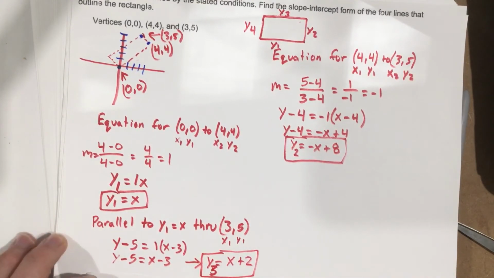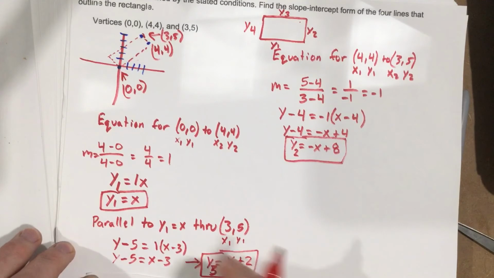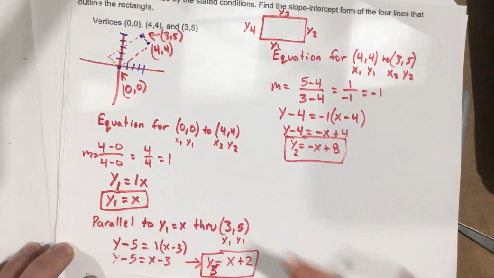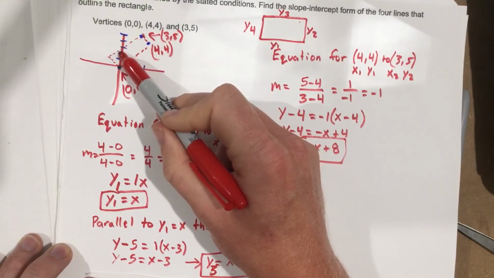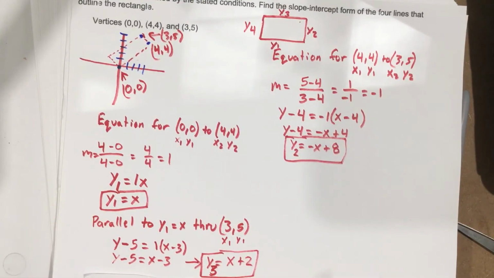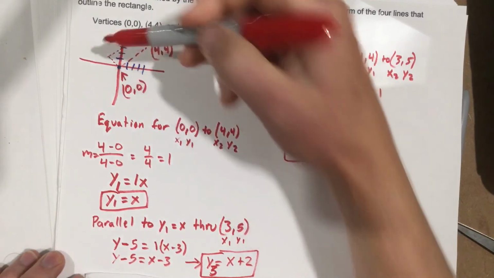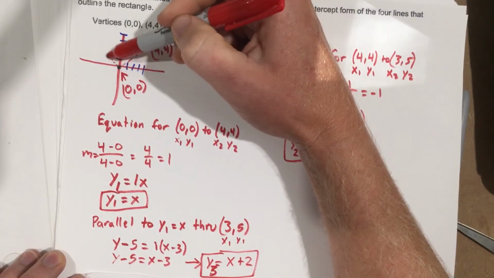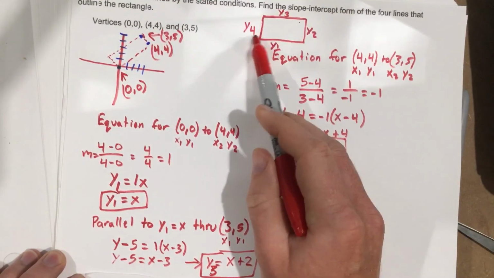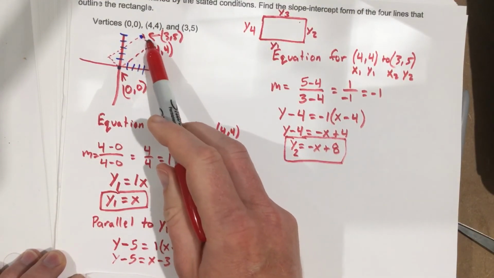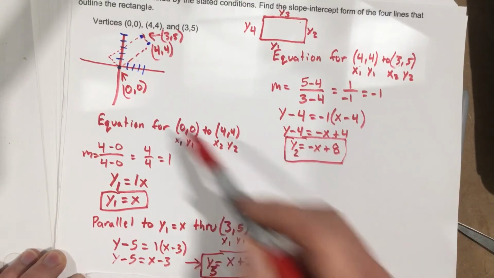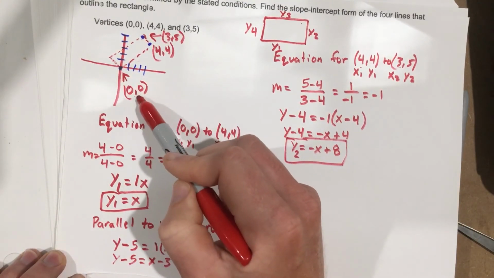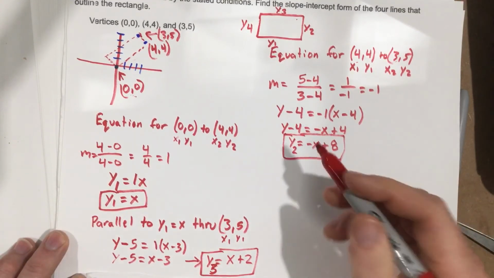So this is my third line now. This line is parallel to this line. They have the same slope, but if I drew this a little better, you can see it's a little wide. This would go right through that y-intercept of 2 there. And then finally, we need to find this line here, which is our y4. It's got to be parallel to the line that goes through 4, 4 and 3, 5, so it's got to have a slope of negative 1. But it goes through the origin, 0, 0. Well, that's pretty easy to find then.